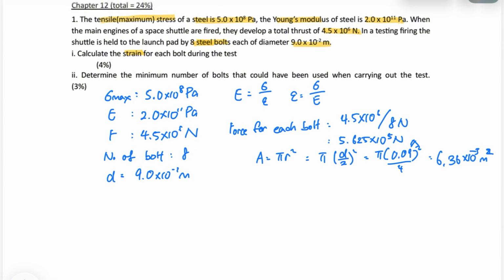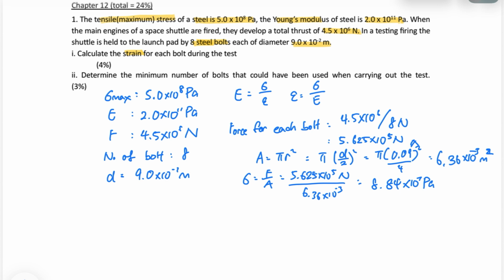So we have the force and the area, and we can calculate the stress of each bolt. The stress of each bolt is force over area: 5.625 times 10 to the power of 5 Newton divided by 6.36 times 10 to the power of negative 3. The answer we got here is around 8.84 times 10 to the power of 7 Pascal.